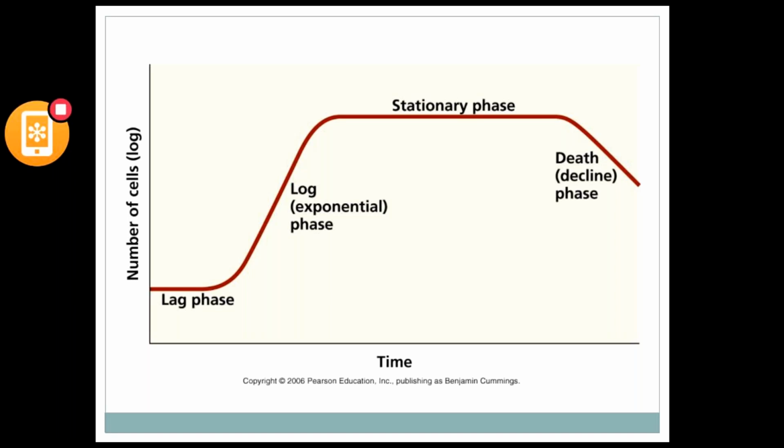And in the stationary phase, the number of cells living and the number of cells dying will be equal. So there will be a line which is parallel to the time axis. And in the death phase, the number of cells decreases. So there will be a negative slope there.